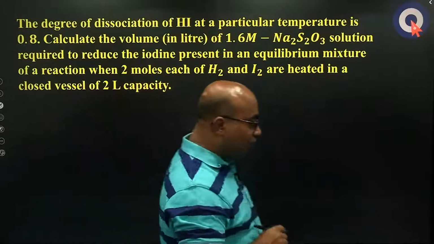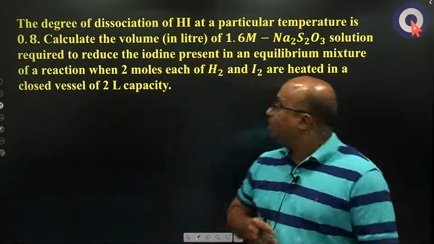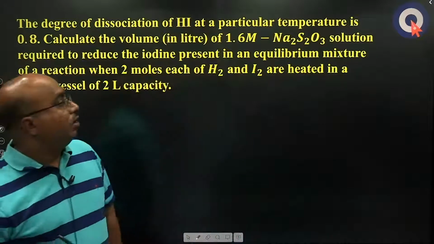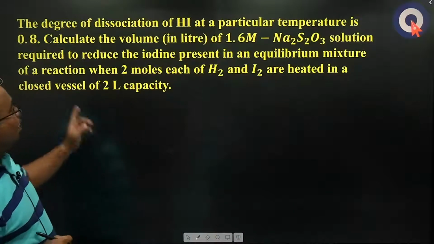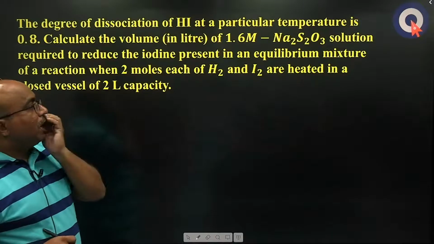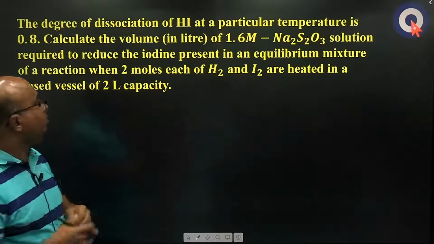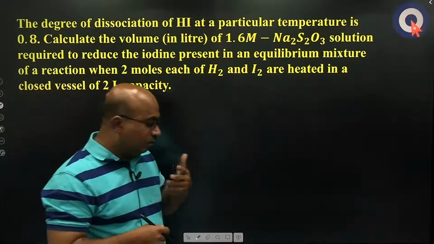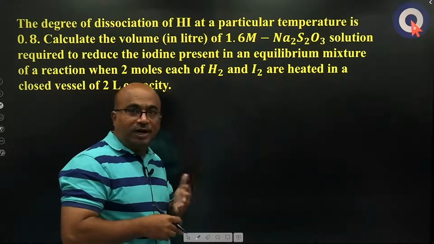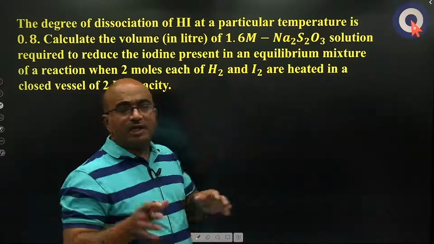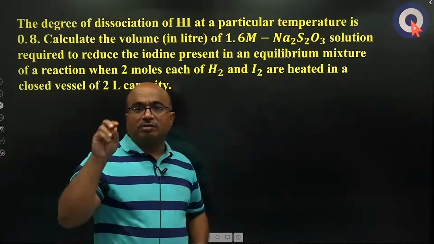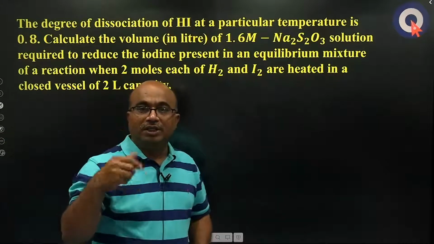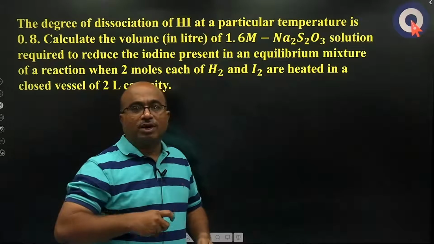The degree of dissociation of HI at a particular temperature is 0.8. Then he is asking the volume of Na2S2O3, hypo, sodium thiosulfate, which is required to reduce, let us say this is a redox reaction between hypo and iodine. So whenever there is an equilibrium mixture, sometimes some components are given which might be reacting with only one of the components in that, so that we can get that component's concentration.